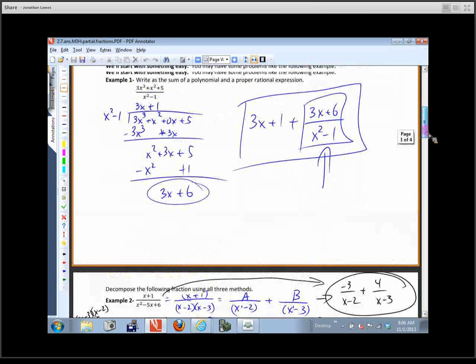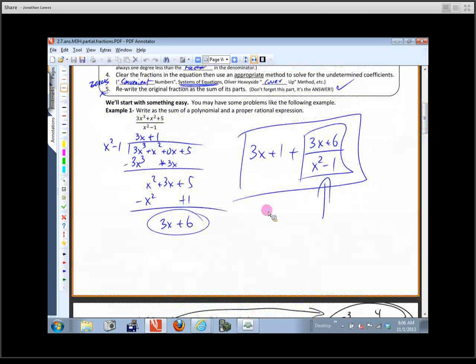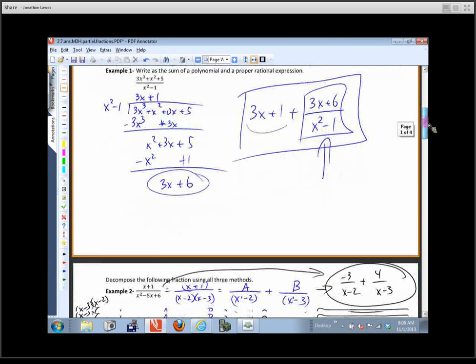Okay, we made the point that you can't do partial fraction decomposition unless we've got a proper fraction. So if you have an improper fraction, you can do long division, and then you're going to have this piece plus a proper rational fraction that you can go ahead and do partial fraction decomposition on, okay?